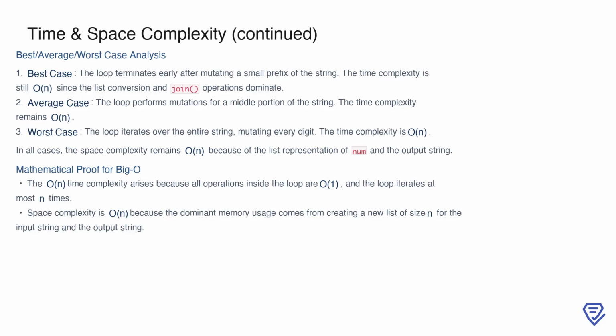The space complexity also stays consistent at O(n) in all cases because the list representation of number and the final output string dominate memory usage. Mathematically, the O(n) time complexity arises because the loop contains only O(1) operations and iterates at most n times, while space complexity is O(n) due to the list and output string.